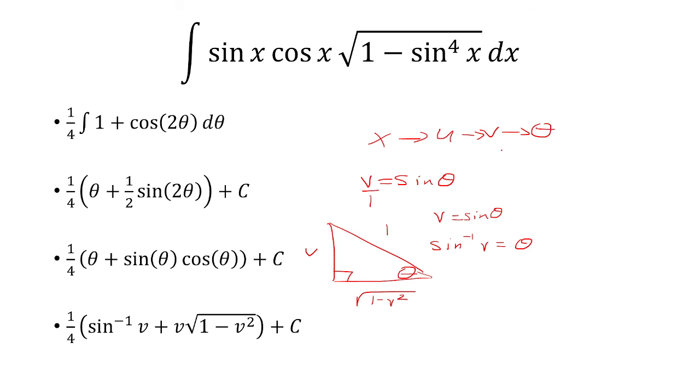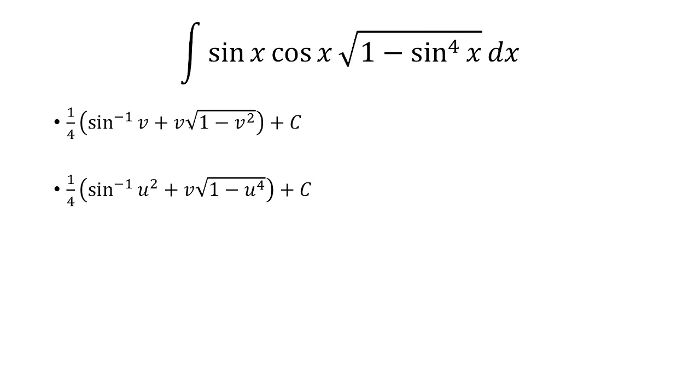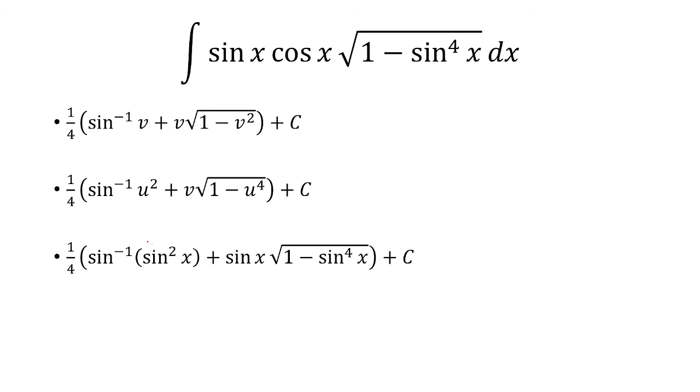And now we have everything in terms of v. So we had said that v is equal to u squared. So replace v with u squared. And then we said u is equal to sine of x. That was our first substitution. So replace u with sine of x. And this is our final answer.